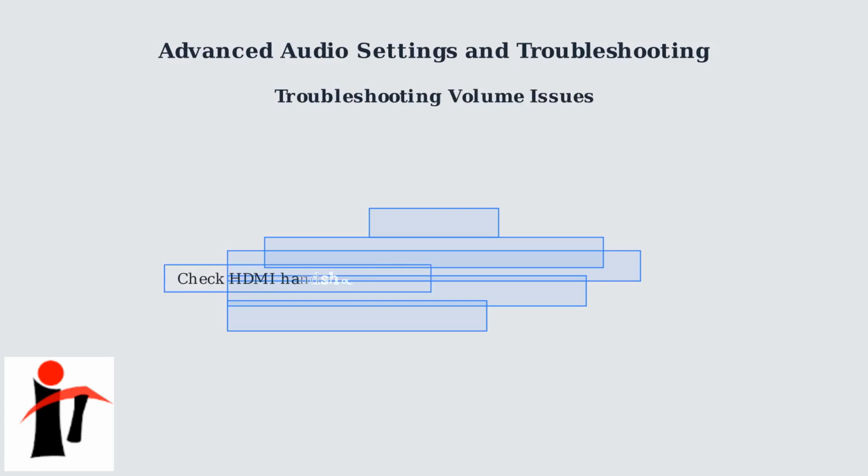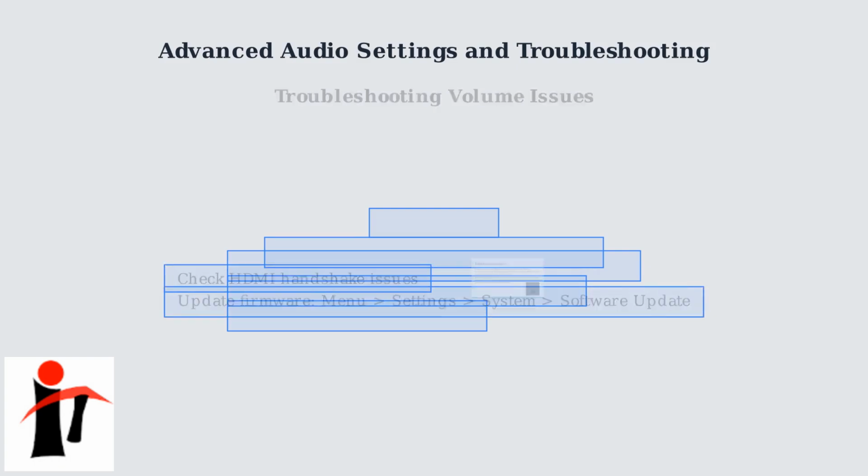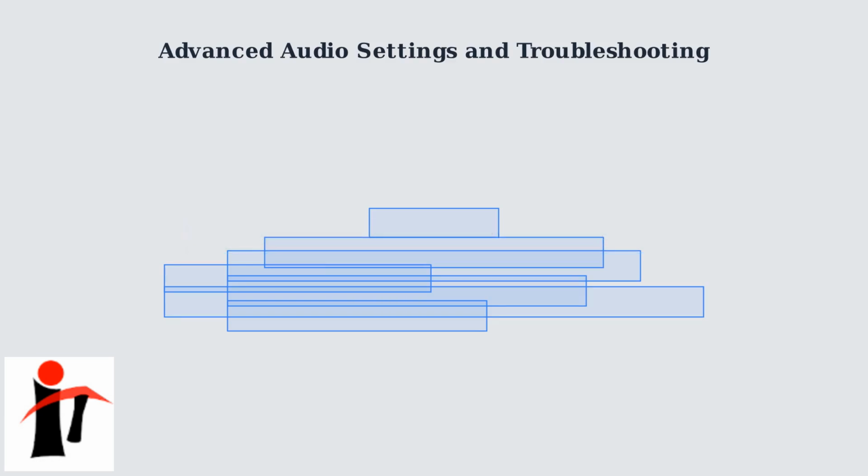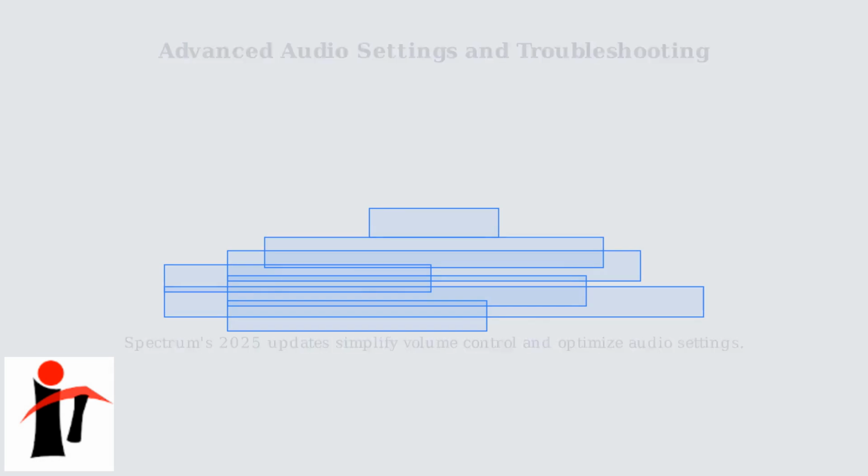If the volume still doesn't change, check for HDMI handshake issues or update your box's firmware via Menu, Settings, System, Software Update. If using external speakers, ensure the box is set to surround sound and not stereo. By 2025, Spectrum has made it easier to control your volume, and adjusting these settings is key for optimal audio.